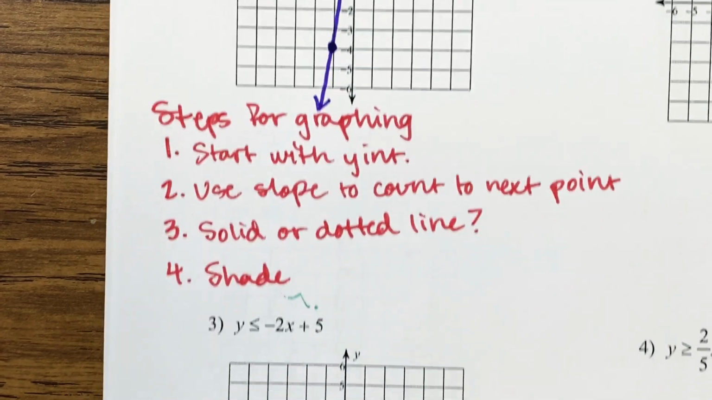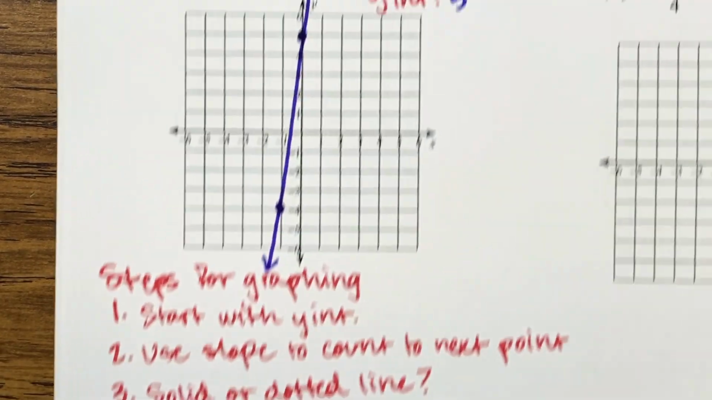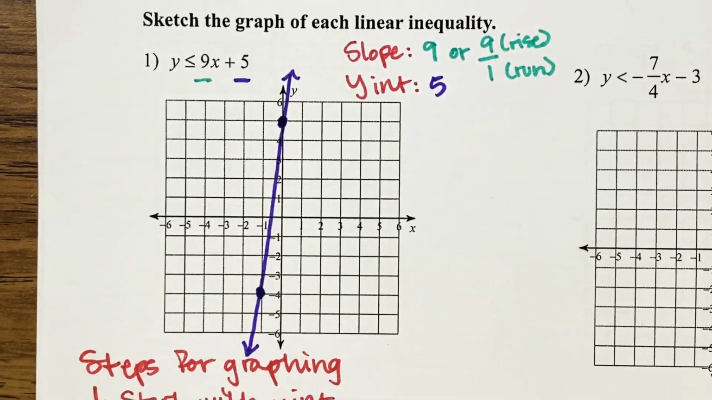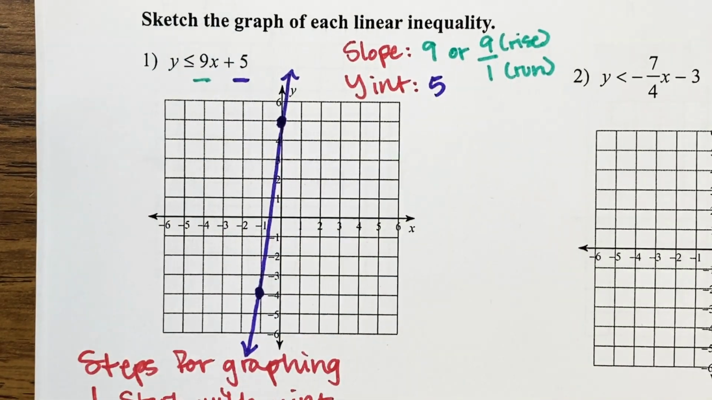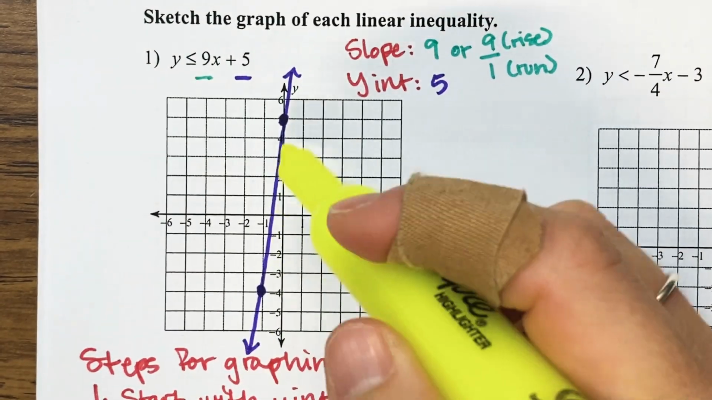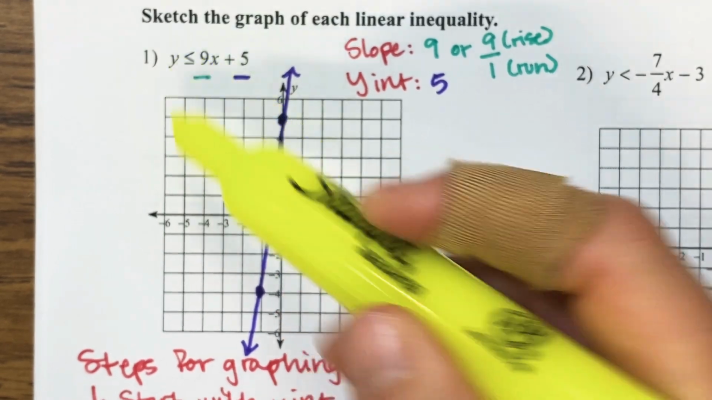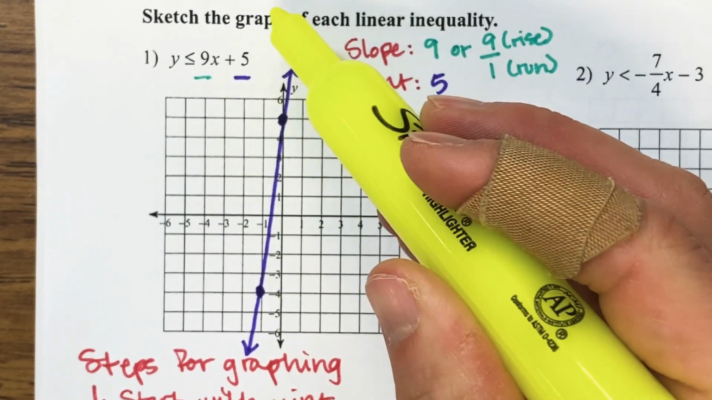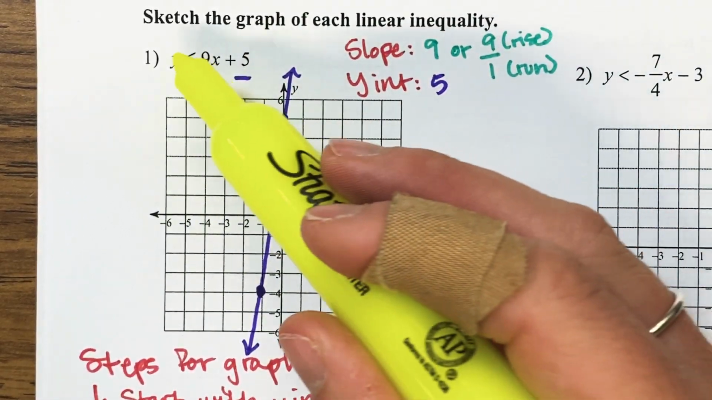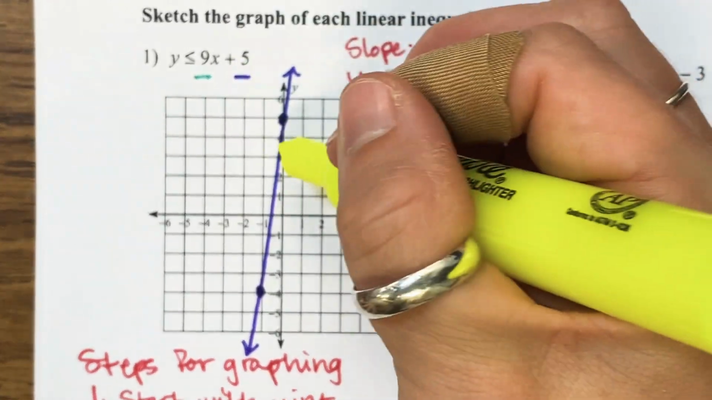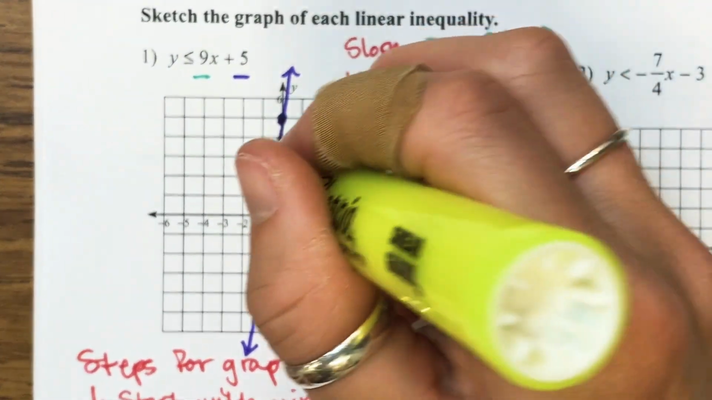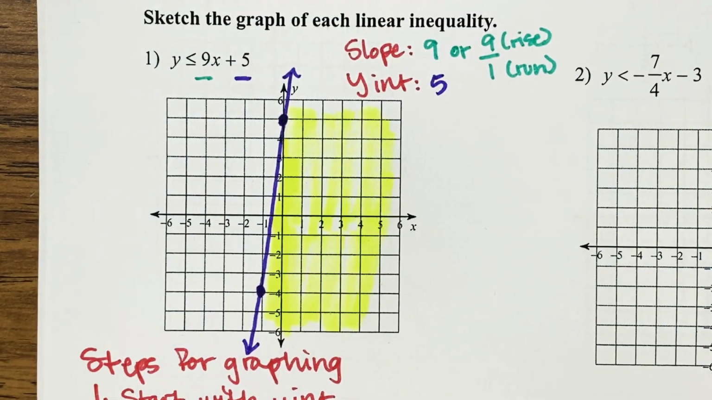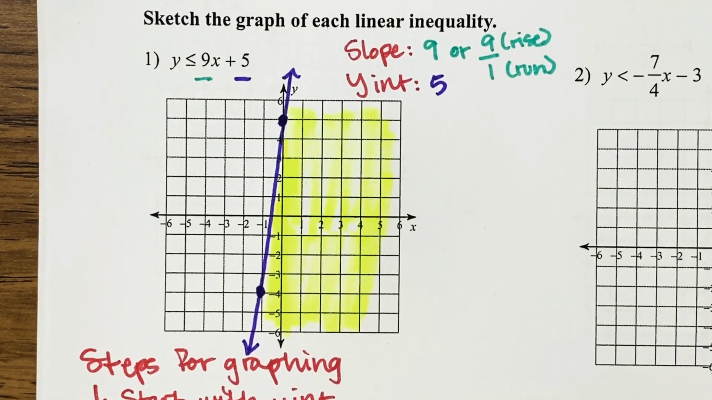And we are not quite done because we still have our last step, which is to shade. So this is saying, sorry, just knocked the camera holder again. So this is saying that y, so looking at our y values, our y-axis, is less than or equal to. Okay, where are my y values getting less than? Am I going to shade up or down if it's less than? I'm going to shade down, right? So shading down means that I shade this entire side of the line. And beautiful.